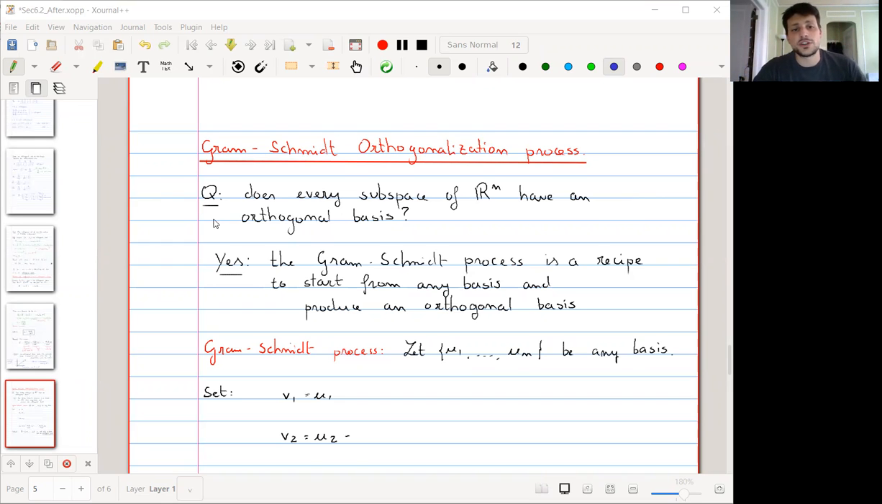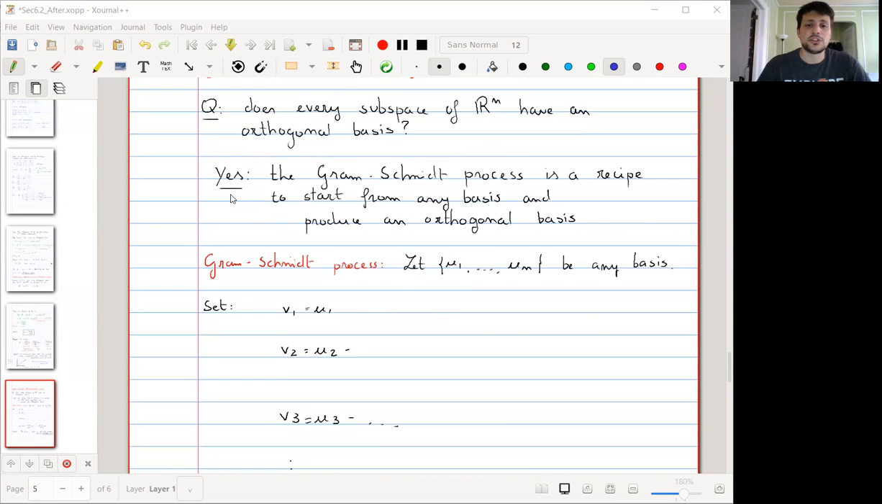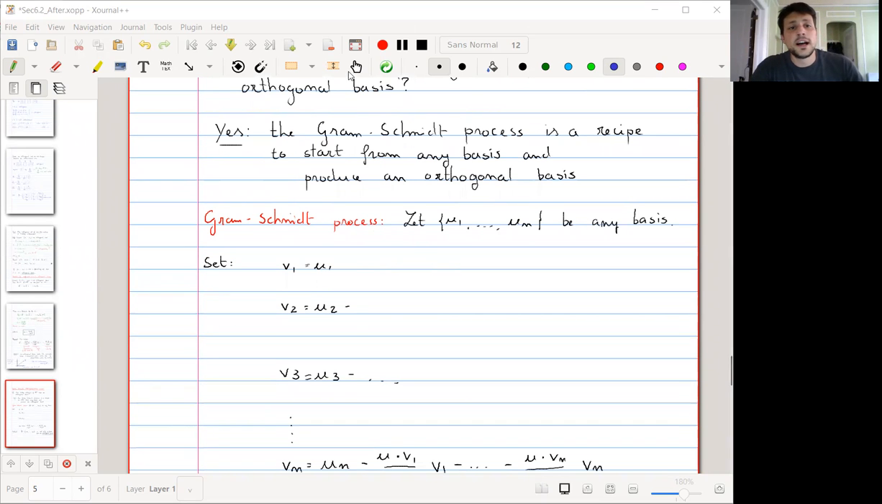This will answer the question whether any subspace of Rn admits an orthogonal basis. We know that every subspace admits a basis, and this procedure makes us jump from admitting one basis to having at least one orthogonal basis. So every subspace of Rn admits an orthogonal basis. Let's see how the procedure works.